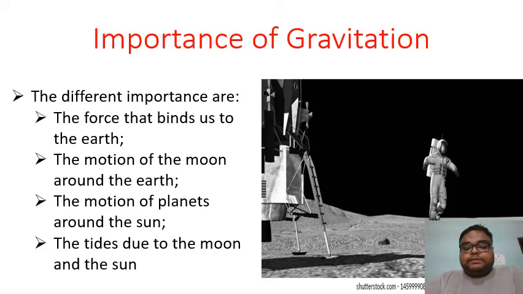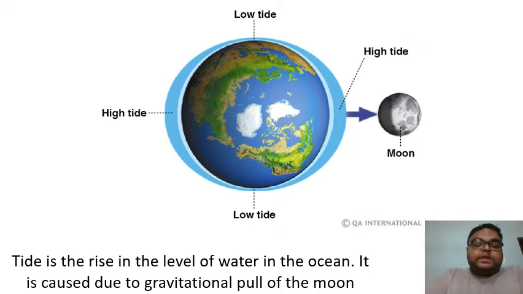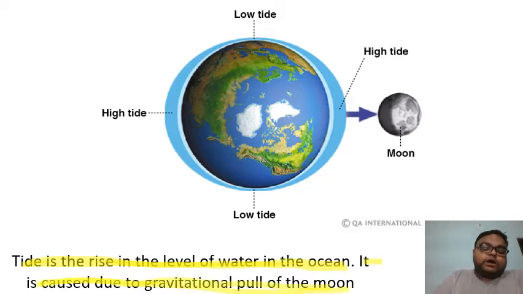And the tides, most important are the tides. This also occurs due to the sun and moon. See here, what happens when the moon comes here? In the poles it becomes low tide, and at the equator it becomes high tide, right? So what is tide? Tide is the rise in the level of water in the ocean. It is caused due to the gravitational pull of the moon and the sun, okay students? Right.